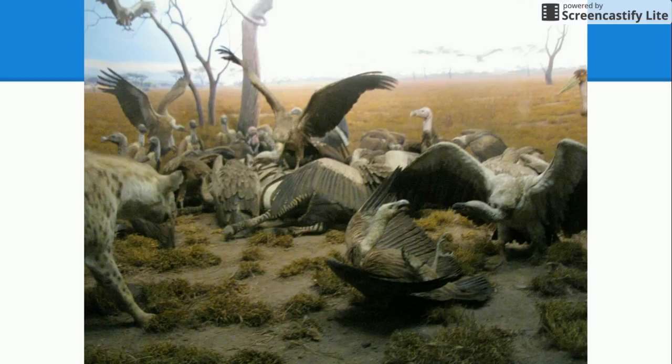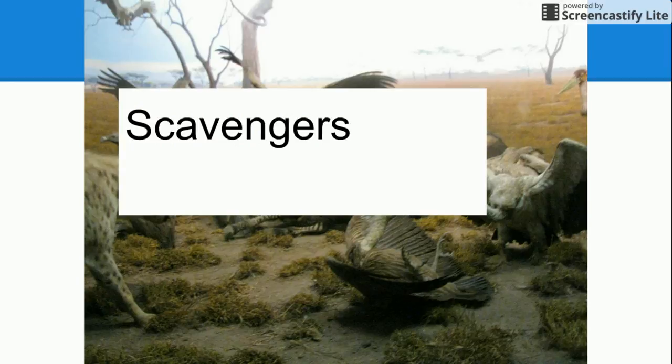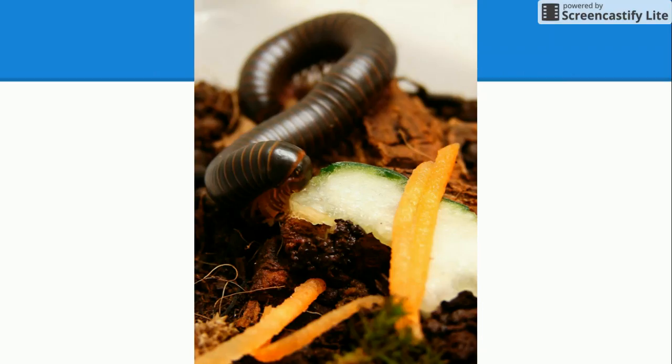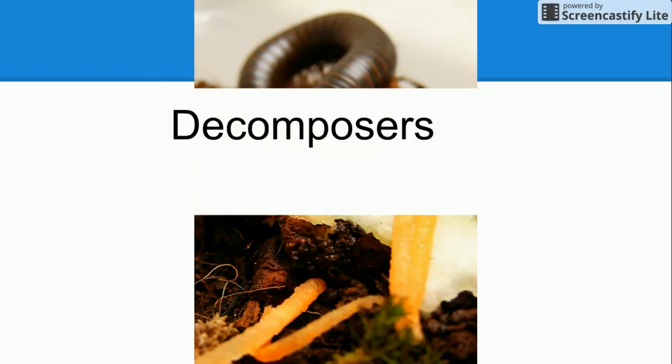The next one is all of these vultures around an animal, a zebra carcass in the middle. You can see the stripes right here. And these are an example of scavengers. And now we see this worm type organism, looks like a centipede or a millipede. And this is eating some compost in what looks like a compost pile. And these are considered our decomposers.